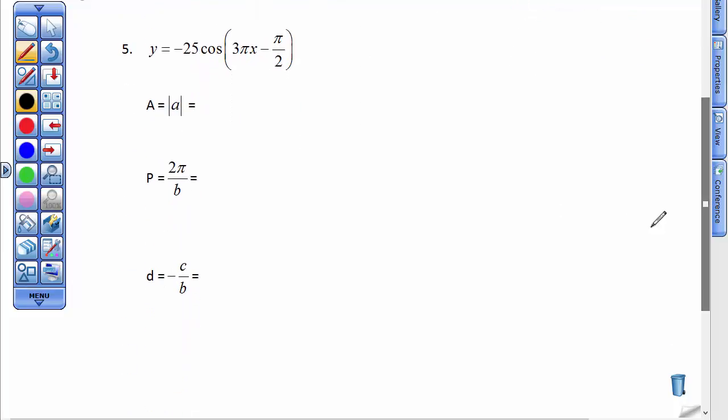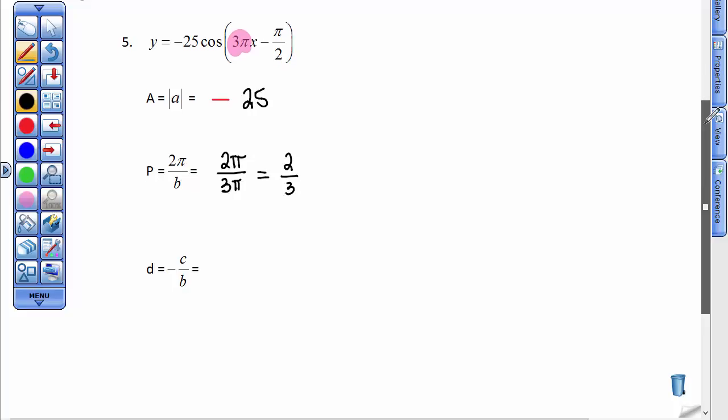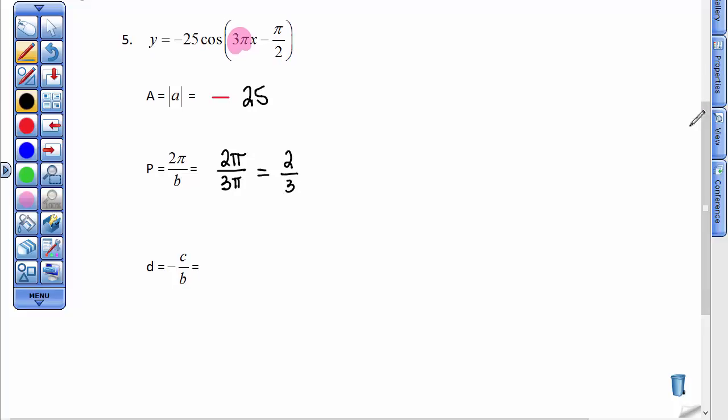Let's look at this next one. It ends up that this one's got some, we lose pi in the quarter points in this one. The amplitude is a negative 25. The period is 2 pi divided by 3 pi. See the number in front of x? That's 3 pi. So the pi's reduce and the period is 2/3. If this was an application, it would mean 2/3 of a second on the x-axis, likely seconds.